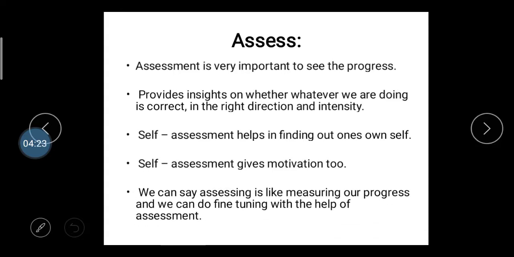Then after, assessing is like measuring our progress, and we can do fine tuning with the help of assessment. If you do the assessment, then you can tune yourself: in the last year I did this, and in the current year I do this, so what type of work I do so that I can develop myself. So assessment is very necessary.